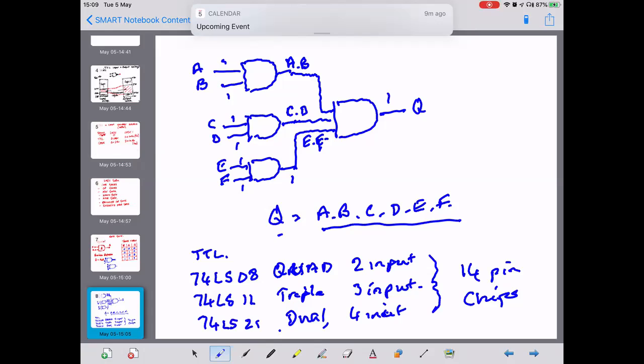All right? So that's AND gates. You're all happy with that? I'm happy. Good. Nobody else is answering me. You don't like talking to me. Very one-sided, this, isn't it? Very two-sided.